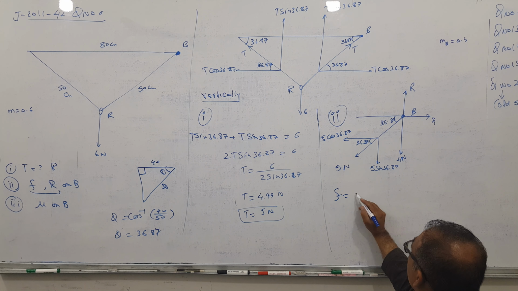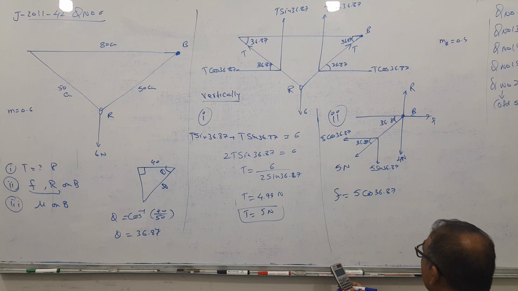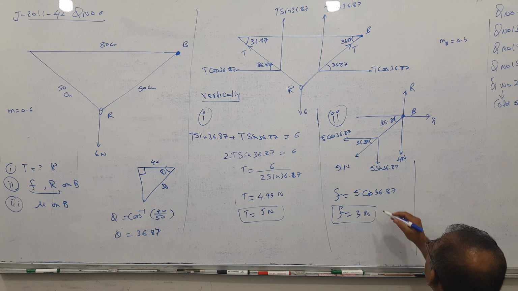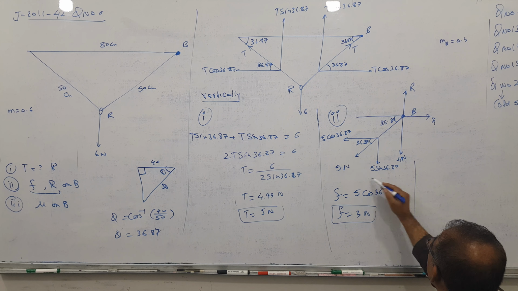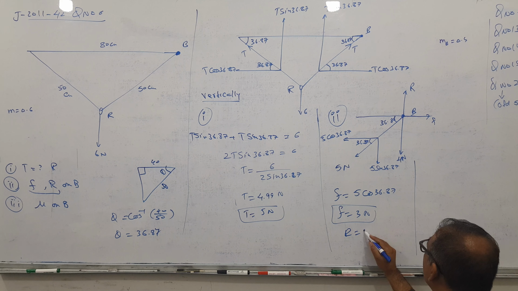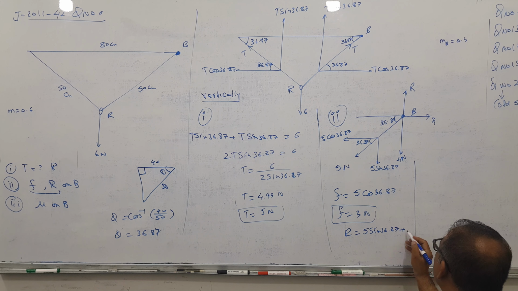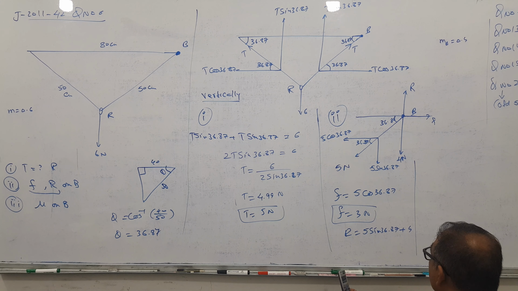So we got our answer so simple. 5 times cos 36.87, and I got my friction force 3 newtons exactly. And if I ask what is R, R is equal to this and this added. So R is equal to 5 sine 36.87 plus 4. Let's find what answer comes. 5 sine 36.87 and plus 4, and I'm getting exactly 7 newtons.